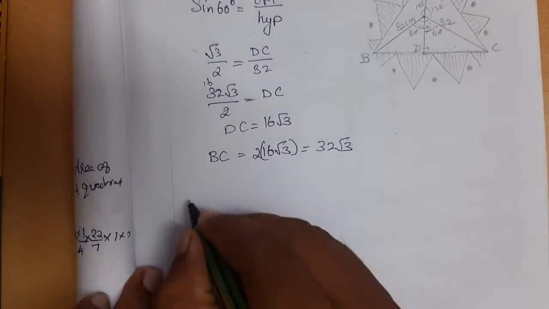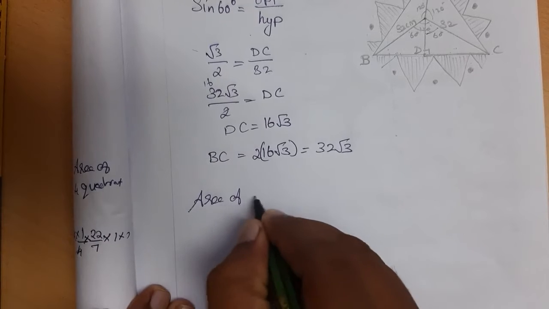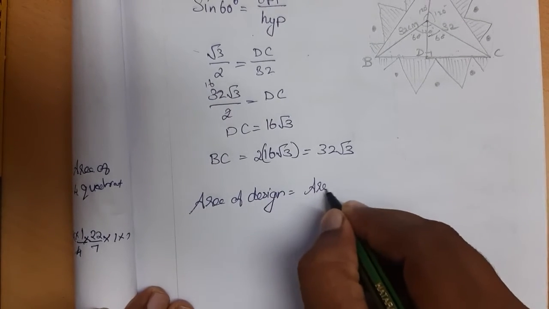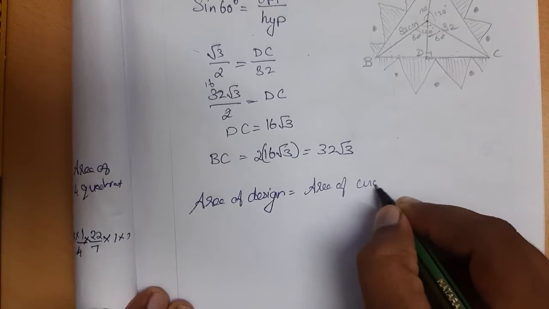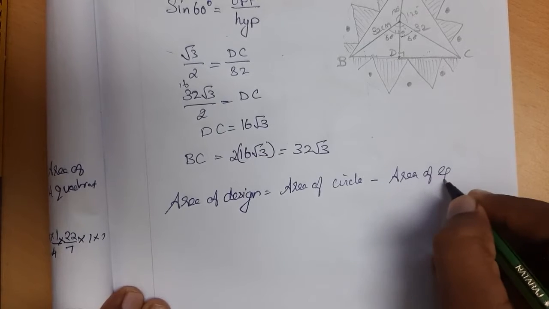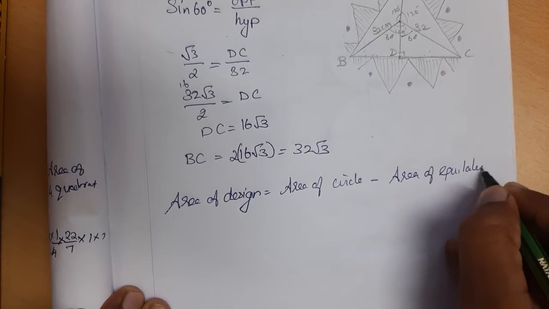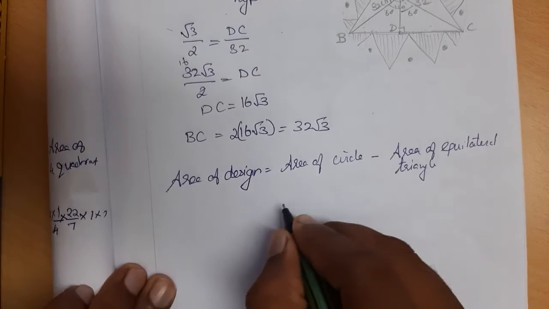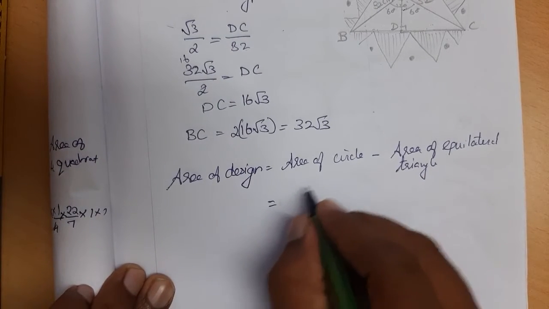So now we are going to say that the area of the circle minus this equilateral triangle will be the design, right? Area of design is equal to area of circle minus area of equilateral triangle. Clear? So area of the circle is pi r square.